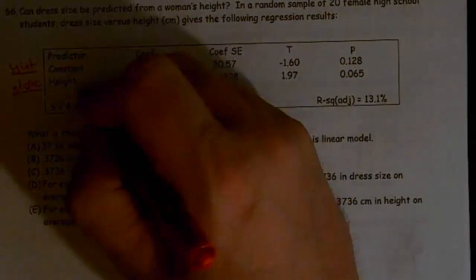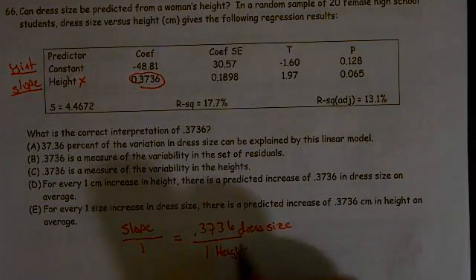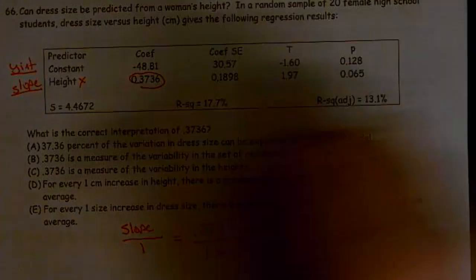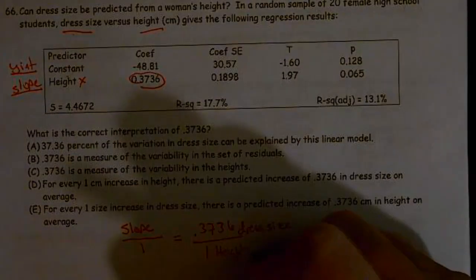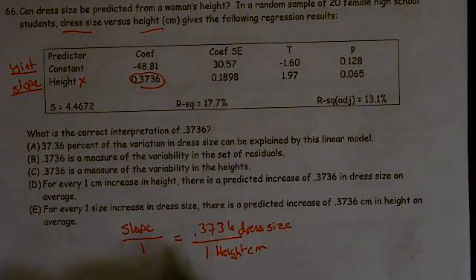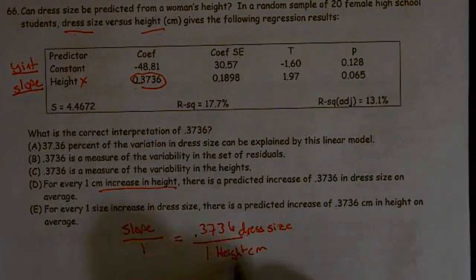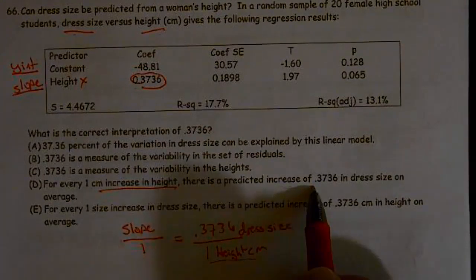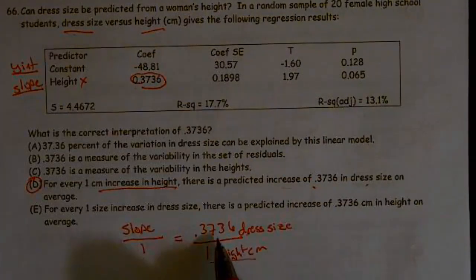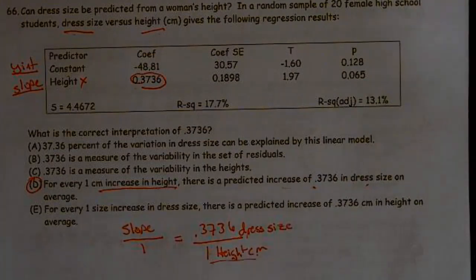Well, this tells me my height is X. So height is here and dress size is up here because that's what we said we were measuring, dress size versus height, and the height's in centimeters. All right. So for every 1 centimeter increase in height, there's an increase because it's positive 0.3736 in dress size. So as height goes up by 1 centimeter, the dress size increases by 0.3736.